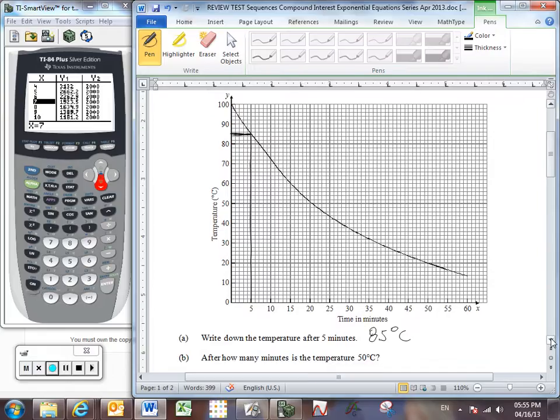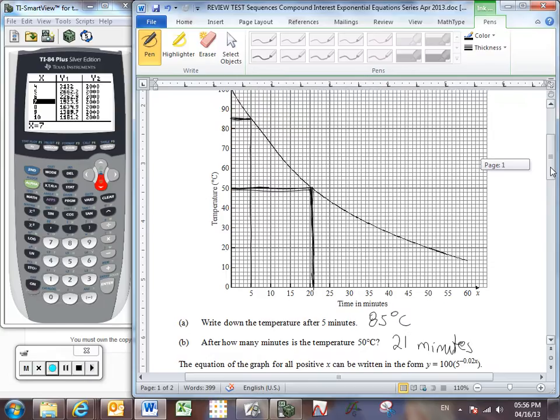Alright, it says after how many minutes is the temperature 50 degrees Celsius. So here's 50 degrees Celsius. Looks like that's going to occur, maybe at 20.5 or even 21 minutes, something like that. It's just a bit of an estimate, and IB, when you're reading graphs, does tend to give you a little bit of leeway of plus minus 1 square.